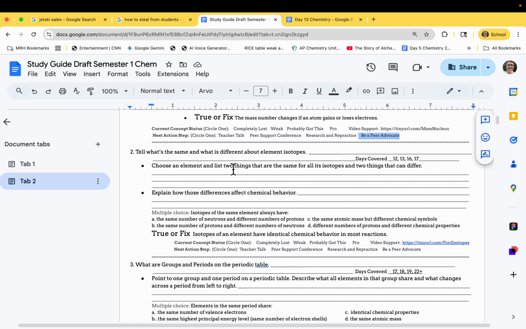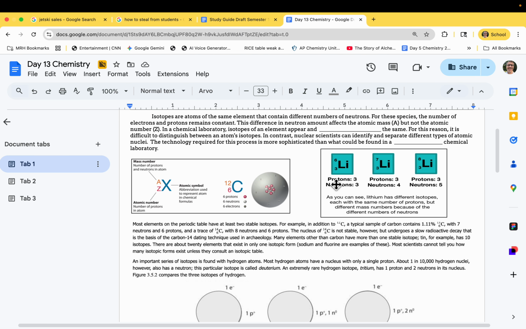Choose an element and list 2 things that are the same for all of the isotopes and 2 things that differ. If we chose lithium, we would say that all 3 isotopes of lithium have 3 protons. That's what's the same. What is different about the 3 isotopes of lithium? Lithium-6 has 3 neutrons, lithium-7 has 4 neutrons, and lithium-8 has 5 neutrons. So a way to say that briefly is just to say their protons are the same, but their neutrons are different.